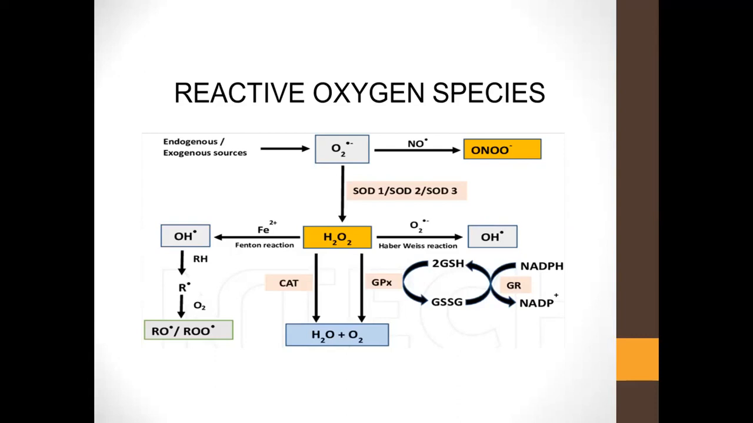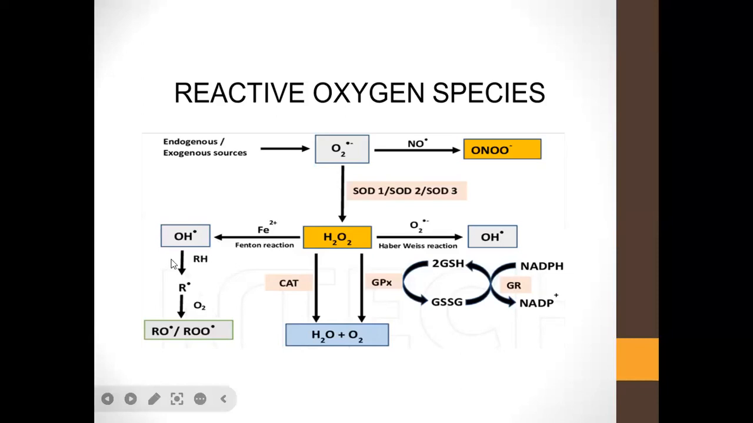Now, hydrogen peroxide can either form a new radical, propagating the chain reaction, or it can form a stable non-radical product, terminating the chain reaction. So let's look at the propagation of the oxidative chain reaction. The new radical could be the hydroxyl radical created in the Fenton reaction. This is the Fenton reaction.